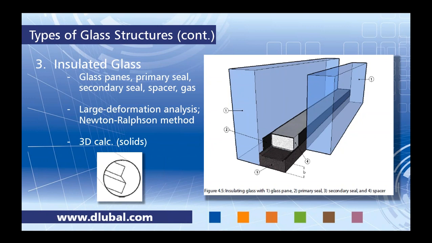That's because when you throw in this gas layer, there's really no other way to get the accurate behavior of the shear coupling between the glass layers with anything other than solids, meaning that plate theory with 2D elements is not applicable for insulated glass.